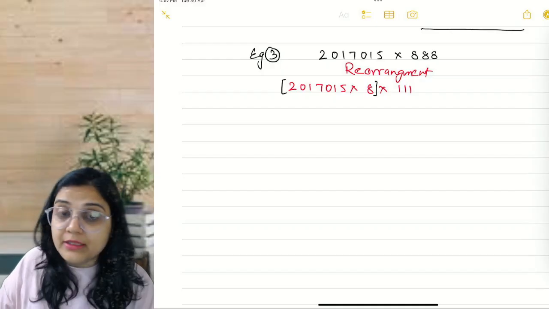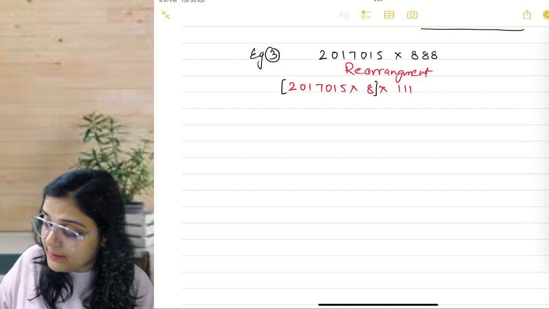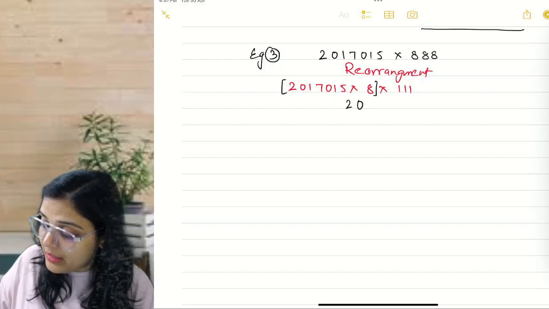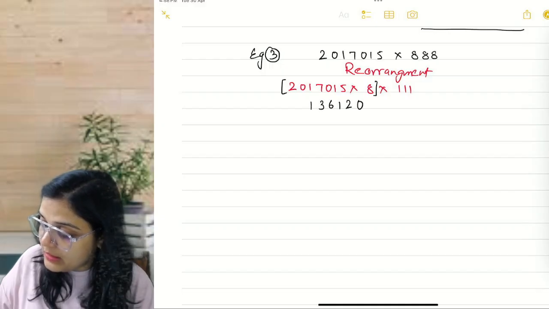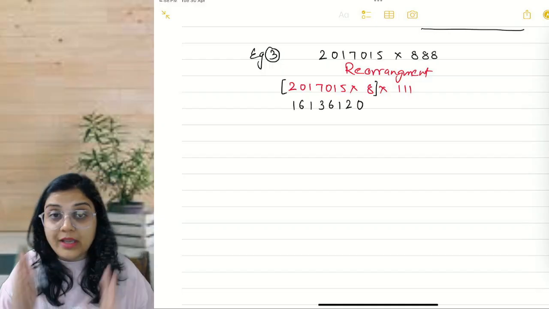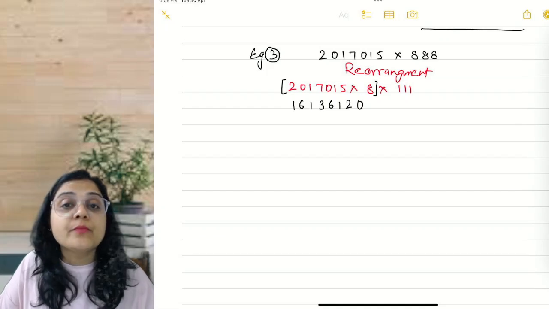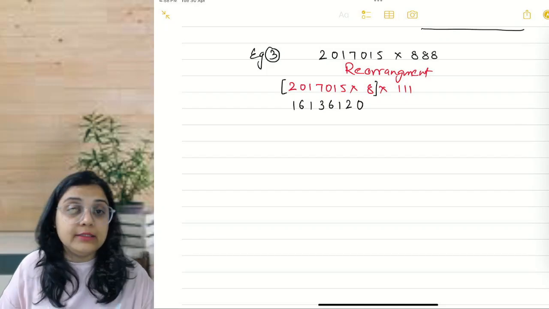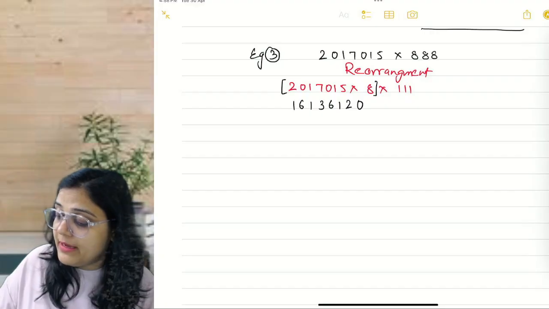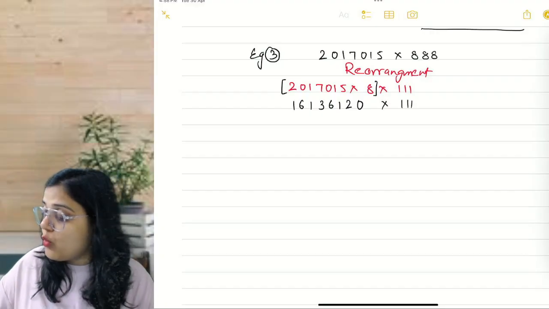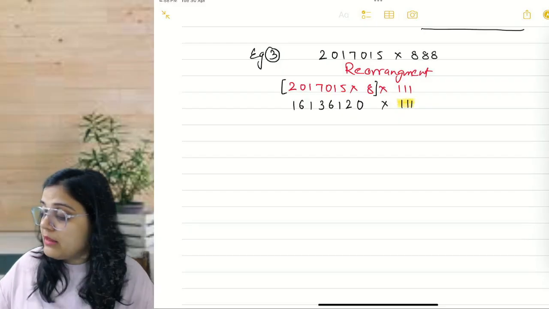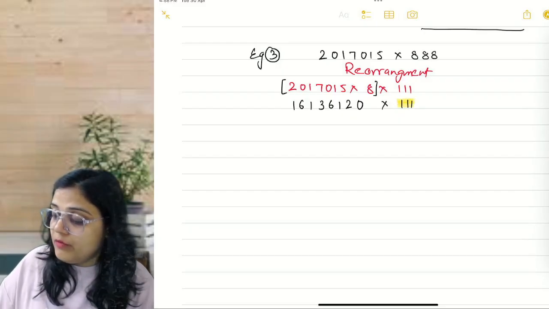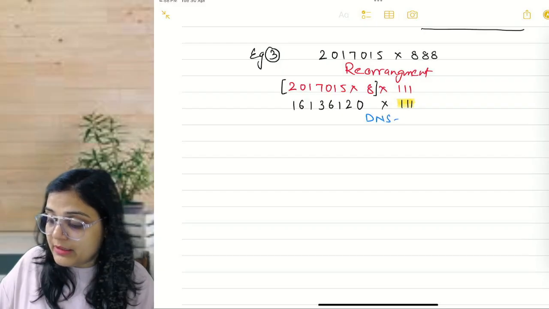So when you multiply these two numbers, you'll get 8 5s are 40, 8 and 4 12, 8 7s are 56, 8 and 5 13, 8 2s are 16. So here I have done some smart calculations. You do it and see if you are getting the same answer or not. Multiplied by 111. Now we are in a situation where we have multiplication by 111. That means we can apply what? We can apply the DNS method.